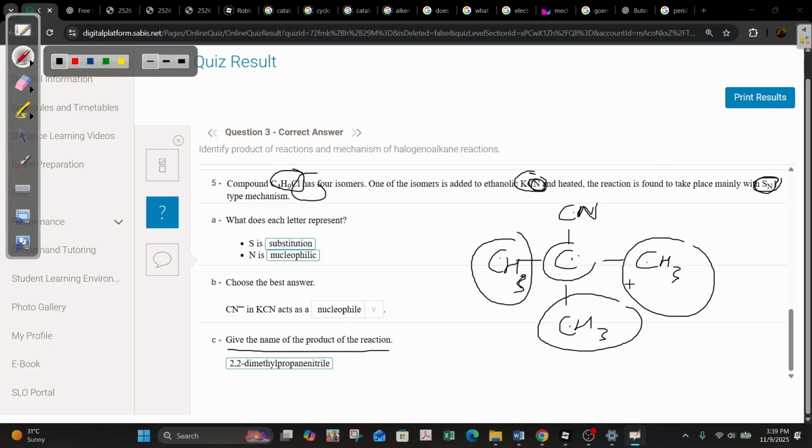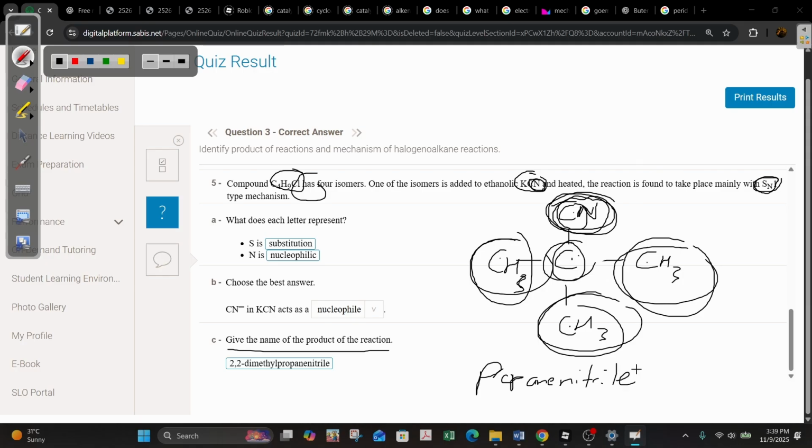Okay, and naming the compound is easy. There's two methyl groups, and you take the longest chain, so it's methane, ethane, propane. So it's propane with a nitrile. For nitrile compounds, you always start with the functional group. So it's gonna be propane nitrile, and then there's two of these on the second carbon atom. So it's gonna be 2,2-dimethylpropanenitrile. Okay, easy.